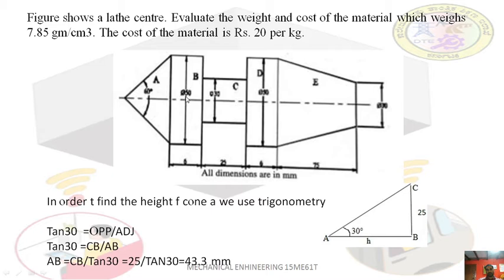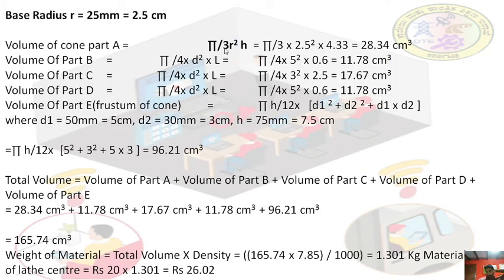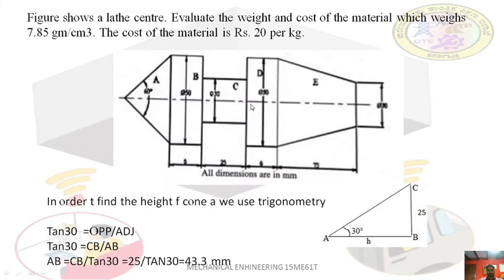So 25 divided by 10 again to convert millimeter into centimeter. 25 millimeter is 2.5 centimeter. r square is 2.5 square, and h is 4.33. You have got 43.3 millimeter, in terms of centimeter 4.33. So pi by 3, r square is 2.5 square, h is the height of the cone, we got it as 4.33. So if you calculate, you will get 28.334 centimeter cube.